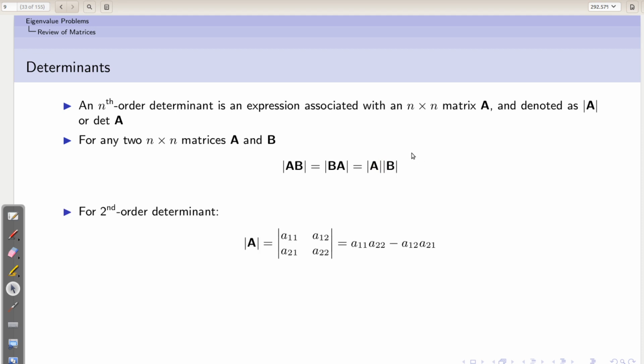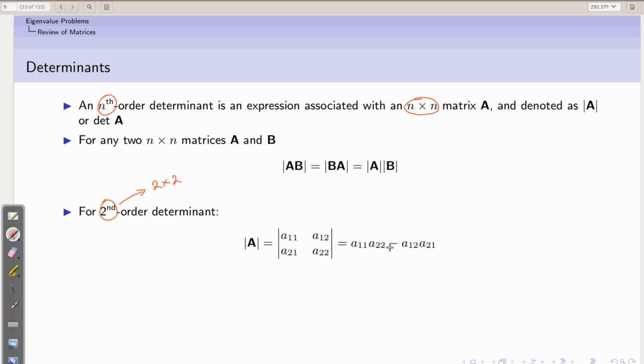Second order determinant. This is how you find the second order. The nth order determinant is associated with an n cross n matrix. This is important. So when I say second order determinant, that means we are talking about a 2 cross 2 matrix. If you have a 2 cross 2 matrix, this is what a determinant looks like.